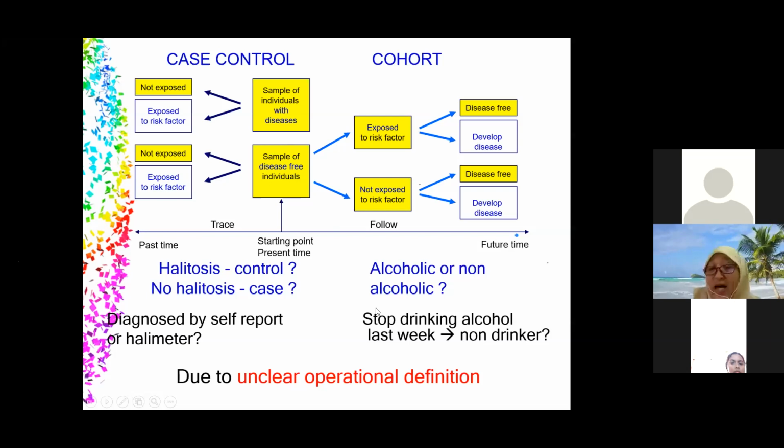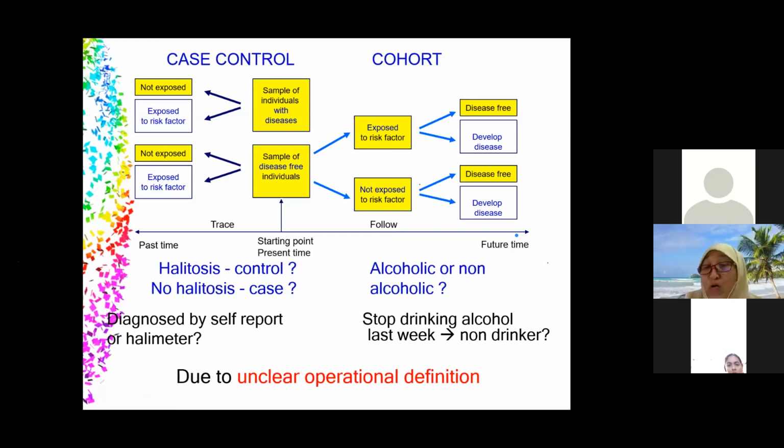So if the study didn't have any clear operational definition, for example, if the patient stopped drinking alcohol last week, you're going to categorize it as non-drinker or as a drinker, because now the person has stopped, but only last week. So you have to have a clear operational definition, so that you don't misclassify those into a wrong group. Yeah, because when you misclassify, you will end up with not accurate result.